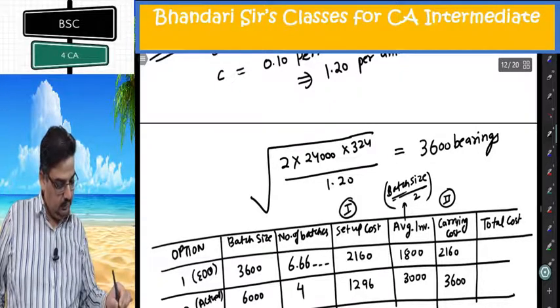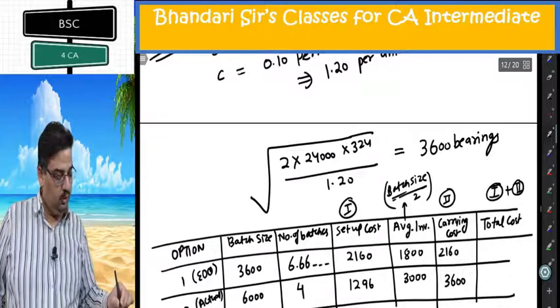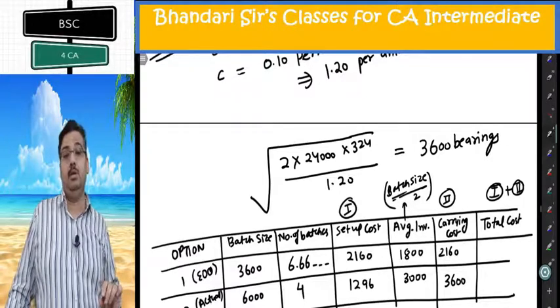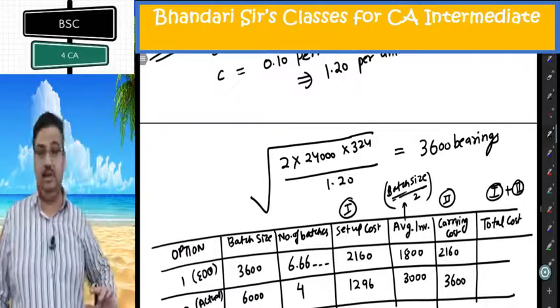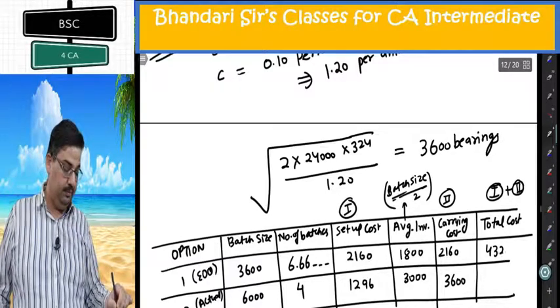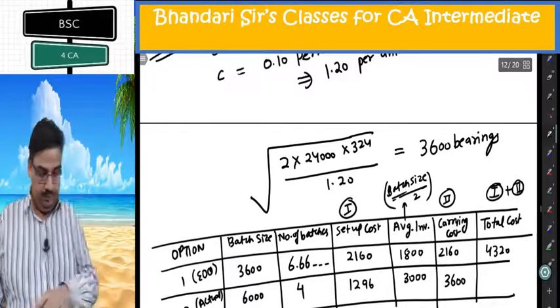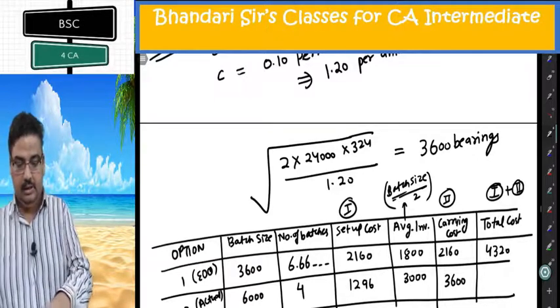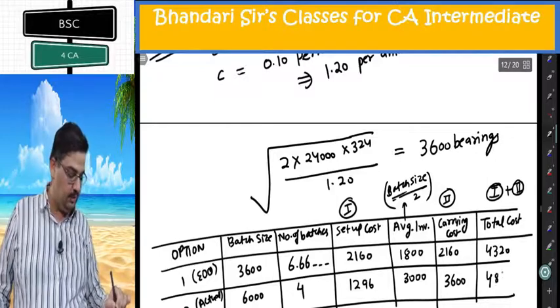Total cost is 1 plus 2. You will do lots of practice on the tabular computation in the material costing chapter. I say they are interrelated with other chapters. If you understand those, you will easily be able to understand here. 4320. 3600 plus 1296, I am getting 4896.